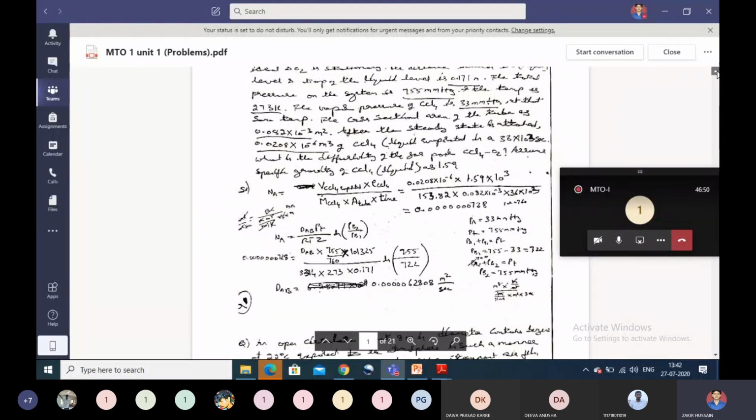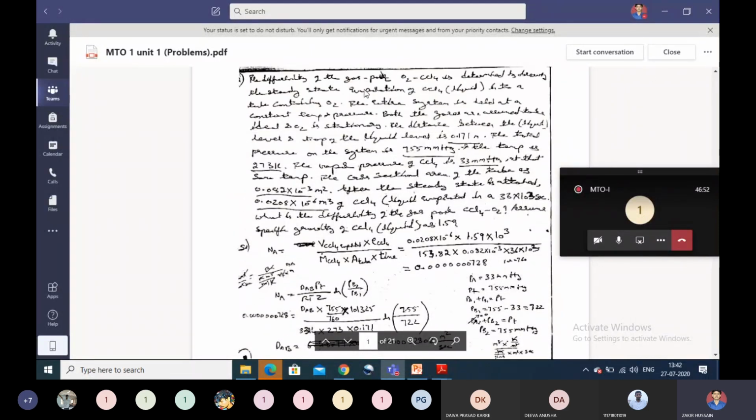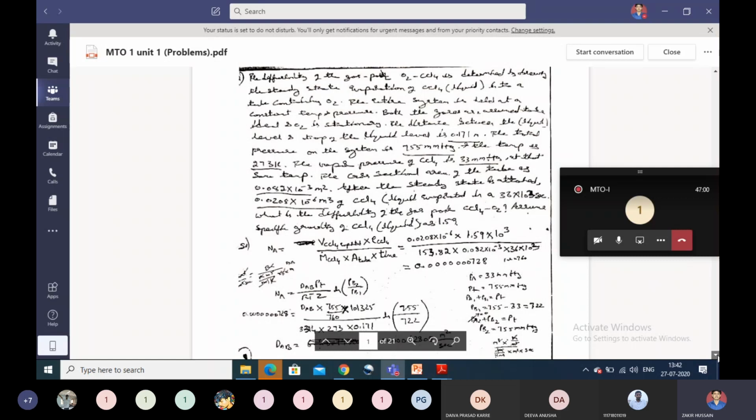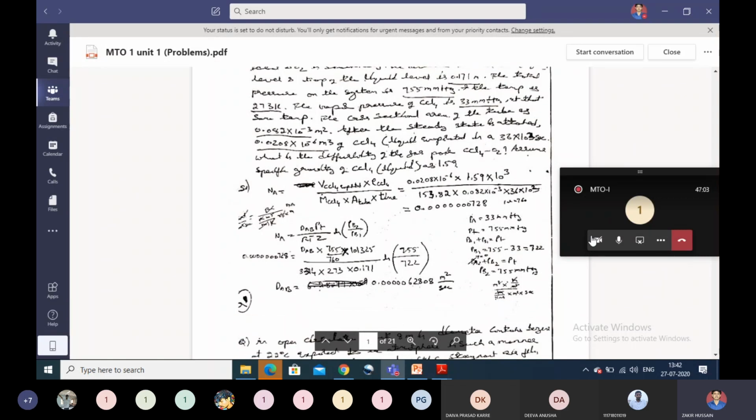Okay, last time we did this problem: the diffusivity of the pair O2 and Cl2 is observed at a steady state evaporation of CCl4. In the last class, around 1 hour we just spent solving this problem, just to explain this problem. In the physical classes I would have given all these questions and solutions also, so I'm just providing them digitally. This is the answer.